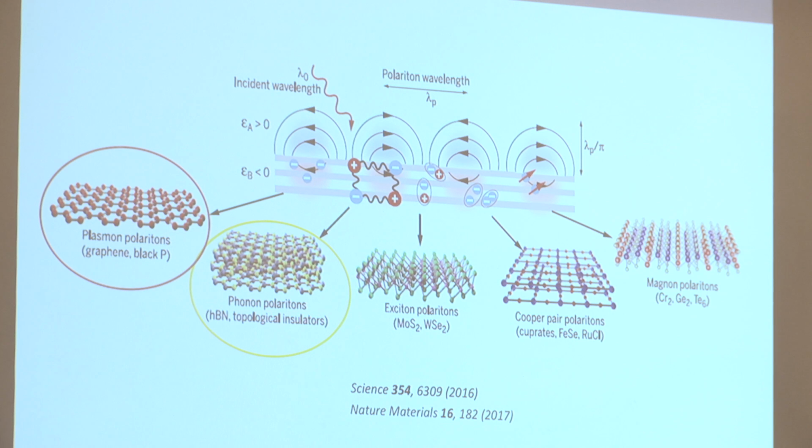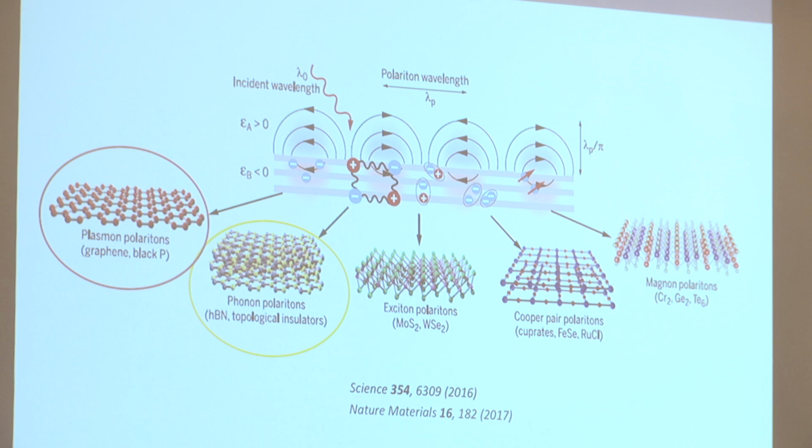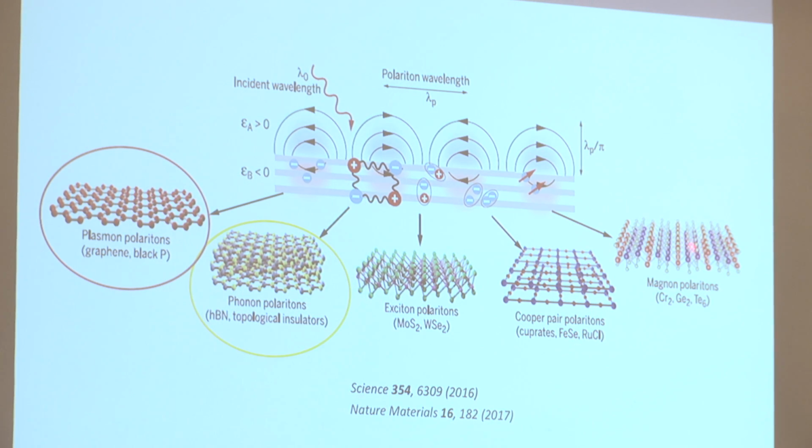Exciton polaritons: transition metal dichalcogenides have these excitons, and these excitons can couple to light. They can travel. They are not strongly confined, but they are very interesting. They can give you a lot of information about the physics behind the semiconductor. And then there are these other two, Cooper pair polaritons and plasmon polaritons, that, as far as I know, have not been visualized with SNOM, and the physics might be super interesting.